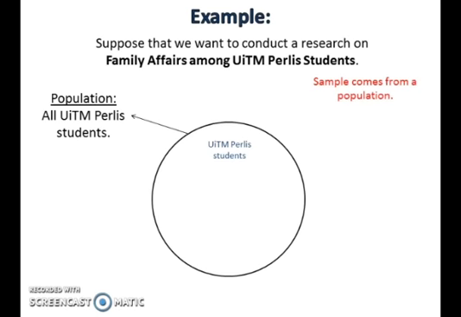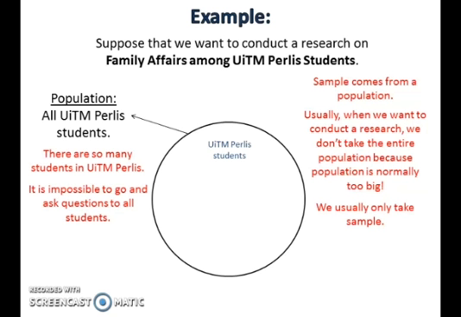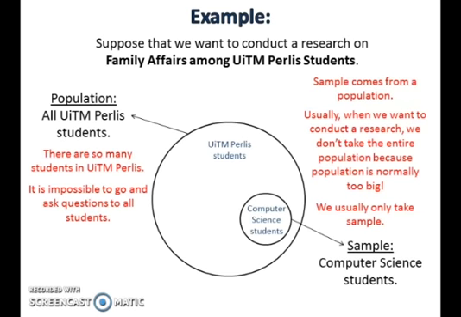Sample comes from a population. Usually, when we conduct a research, we don't take the entire population because population is normally too big. We usually only take sample. For example, here we know that our population is all UiTM Perlis students. But there are so many students in UiTM Perlis, so it is impossible to go and ask questions to all students. We might want to only focus on, let's say, computer science students. So here, computer science students are our sample.